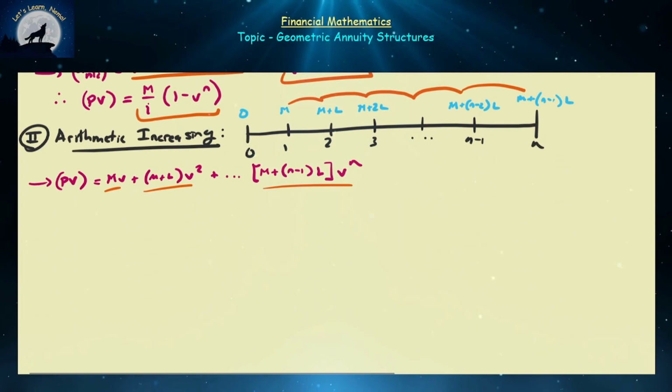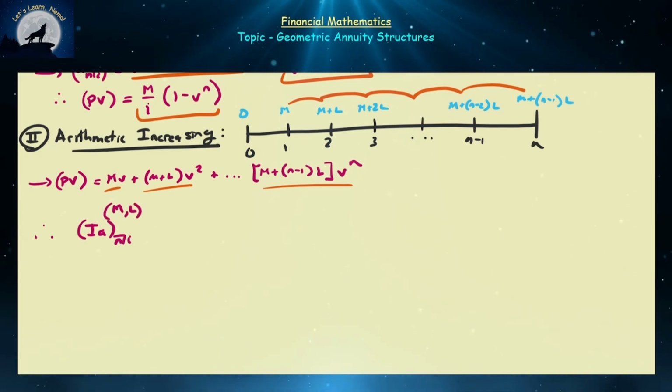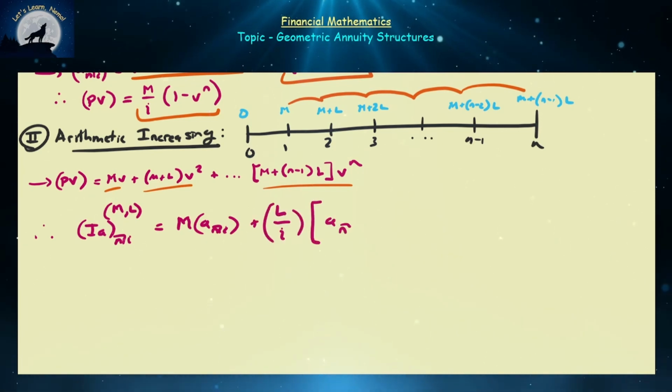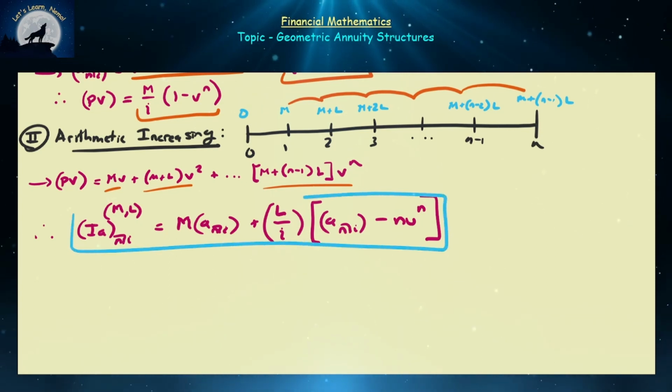In the last discussion, we were able to actually derive a very nice representation for this, and we denoted that present value by IA for an arithmetically increasing annuity immediate with n payments under i, where the first payment is of size m, and it increases by L on each iteration. That's just going to be equal to m times the typical annuity immediate present value, plus the amount we increase divided by i, multiplied by, again, that present value of an annuity immediate, minus n nu to the power of n. And we're able to get this very beautiful and simplistic representation.